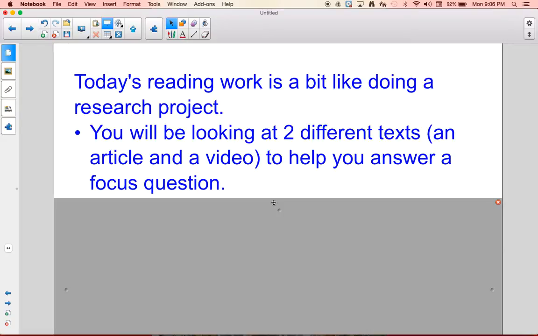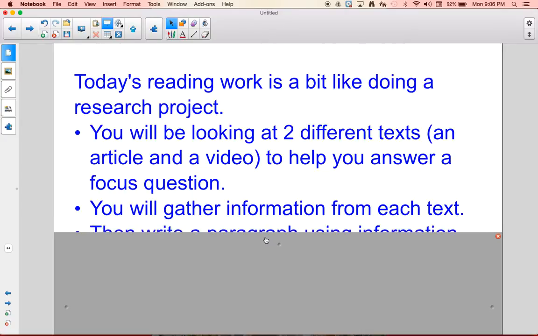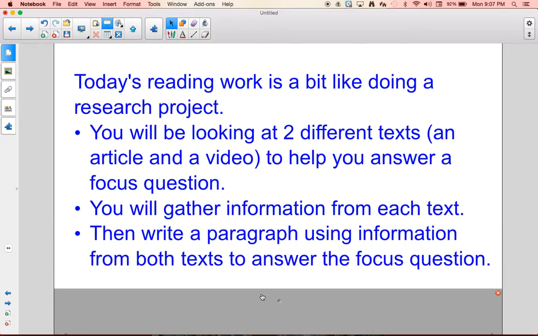These sources are going to help you answer a focus question. Then you're going to gather information from each text so you can closely read, take notes, and I'll have a graphic organizer for you. And then finally, you're going to write a paragraph using information from both texts to answer the focus question. I'm going to model doing all these steps for you with a video and an article about skyscrapers, and then you are going to do the same thing with the Chicago Fire.